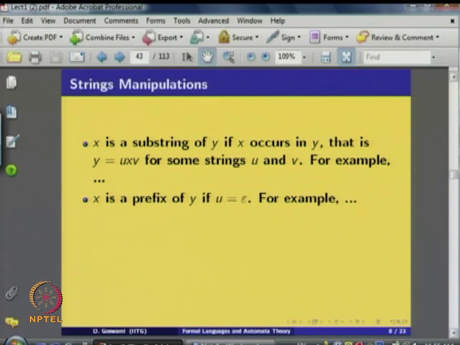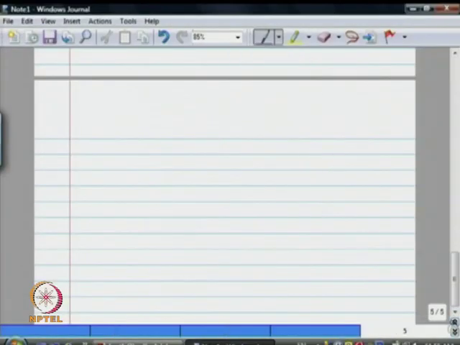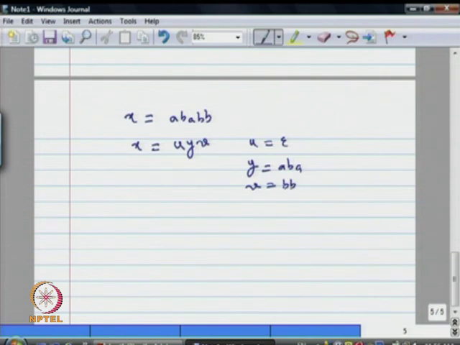We say that x is a prefix of y if this u equal to epsilon. For example, if x equal to say ababb, then we see that x can be written as uyv, where u equal to epsilon, y equal to aba, and v equal to bb. That means, x can be written as uyv, and here u equal to epsilon. So, this y, aba, is a prefix of x.